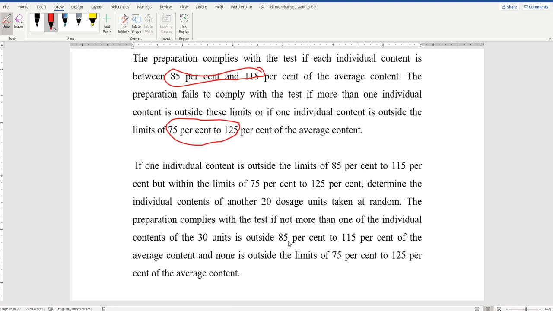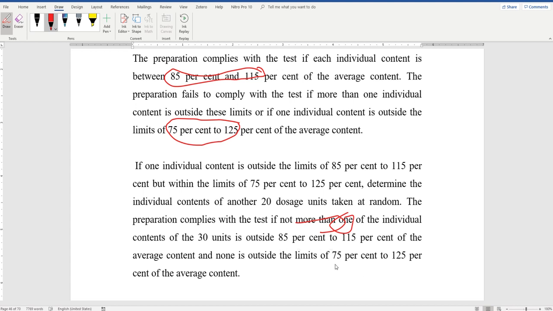These units should be all within 85 to 115, and no more than one can be outside from the 30 units. No more than one can be less than 85 and more than 100. Only one unit can be outside this range.